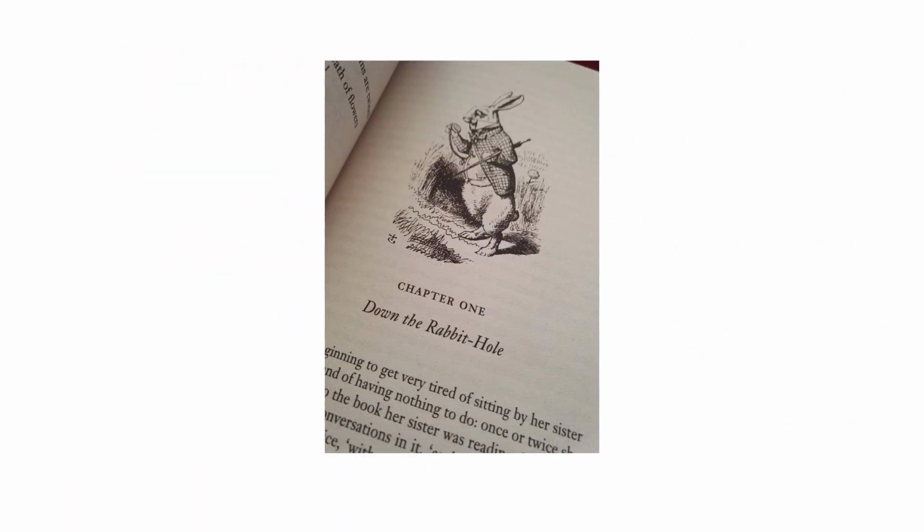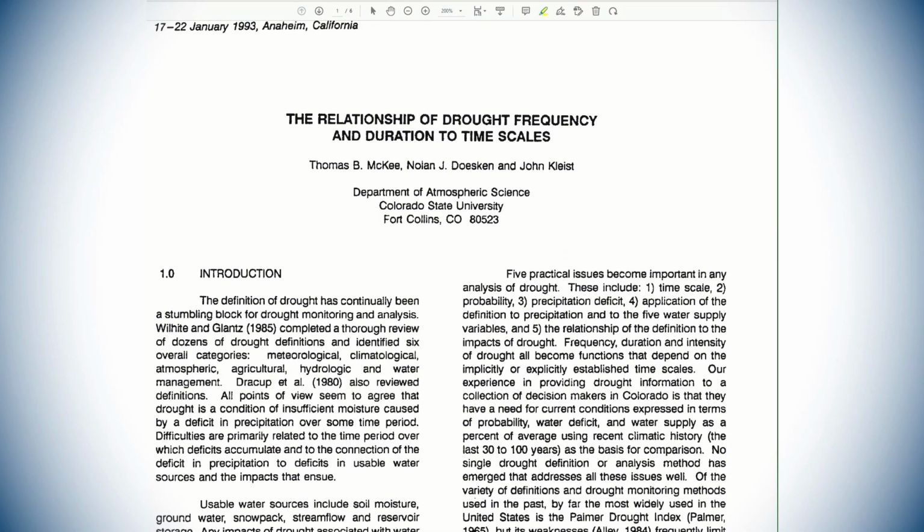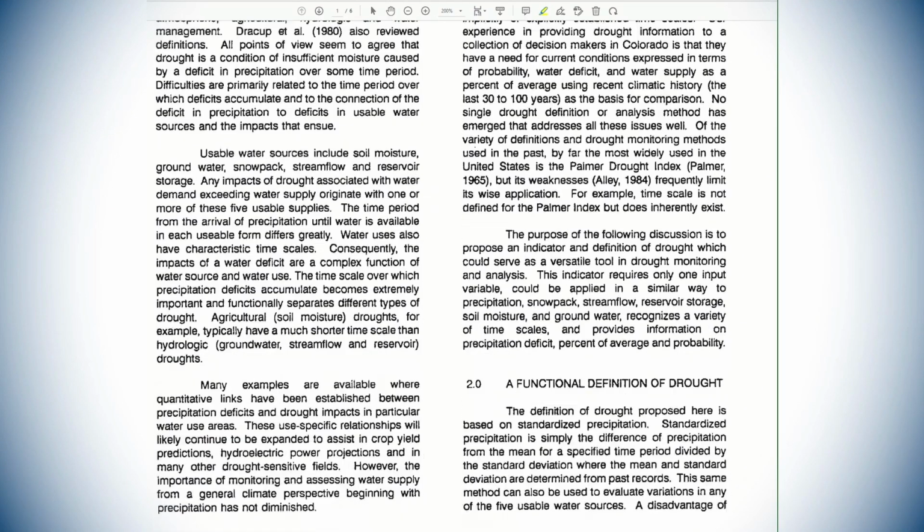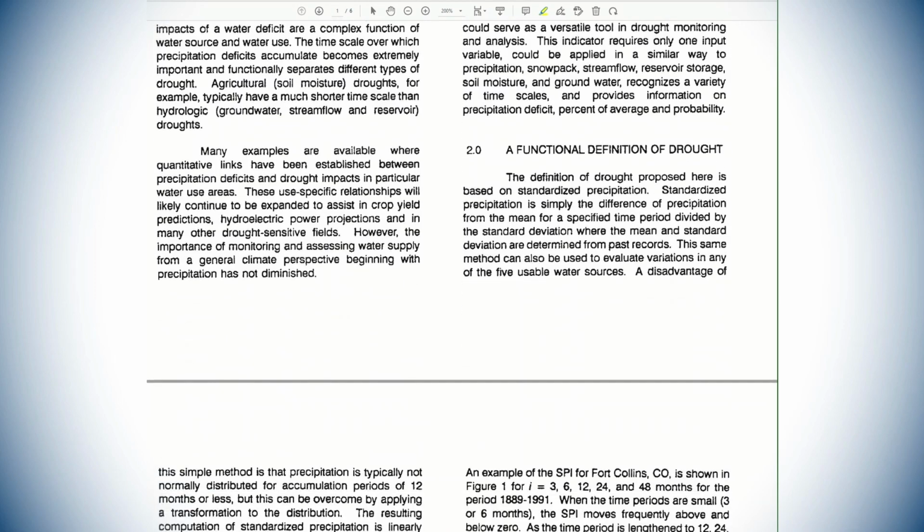A lot of the discussion around non-stationarity in the literature comes from papers that are assessing the standardized precipitation index. So now we're going to fall down this SPI rabbit hole. Beginning with the McKee et al. 1993 paper, we learned that the SPI is conceptually simply the precipitation anomaly divided by the standard deviation, where the mean and standard deviation are determined from past records.